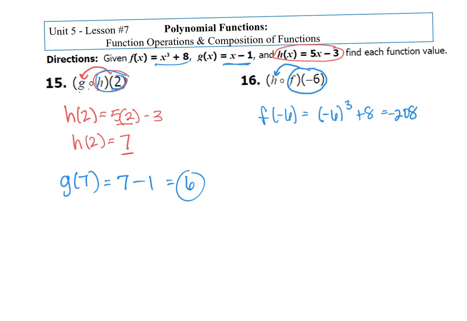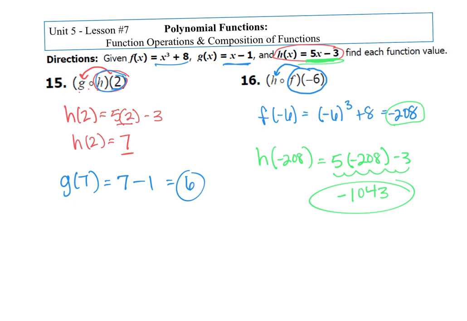And then we're going to take this answer of negative 208 and we're going to put it inside of the h function. So we're going to do h of negative 208. It's going in for the x's in the h function. So that would be right here. I'm going to underline it in green again. So 5, and then x, we'll replace that with negative 208, and then minus 3. And again, this can all be typed into your calculator because it's all numbers, and that is equal to negative 1,043. And it's done.